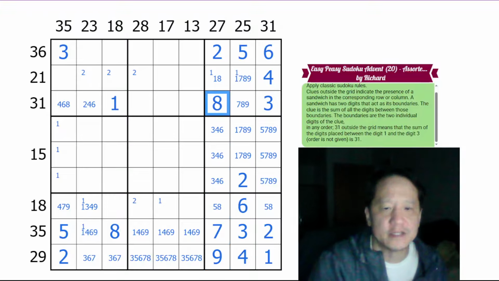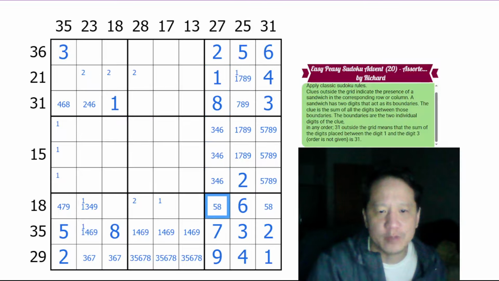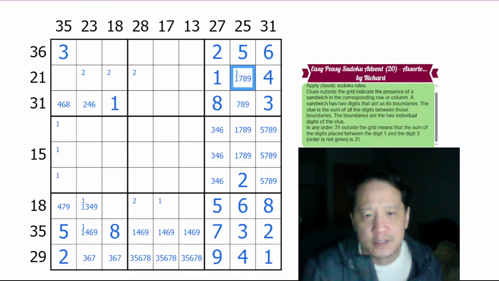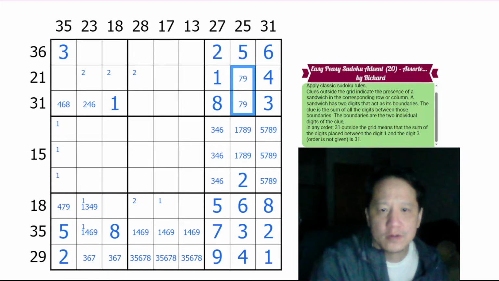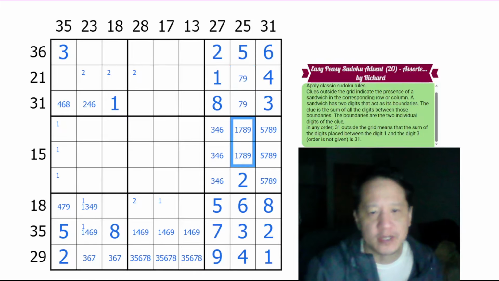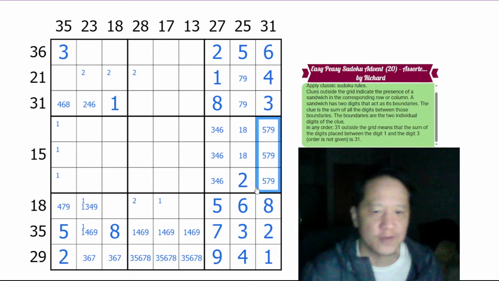So this is 8. Okay, well, this is 8. That forces this to be 1, which forces this to be 5, which forces that to be 8. So this has to be a 7-9 pair here. That eliminates 7 and 9 in the rest of the column. So this is 1, 8. 8 can't be here, so it's 5, 7, 9.